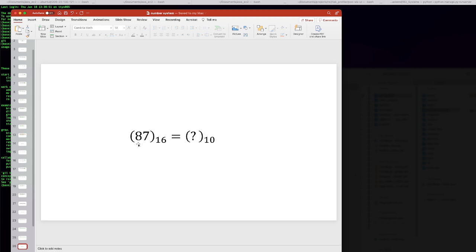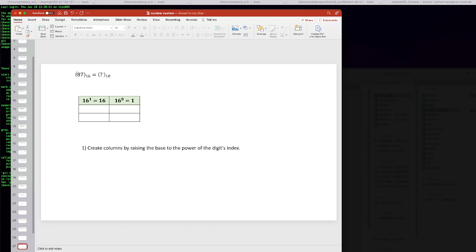Let's see another example. 87 in hexadecimal. What is its equivalent in the decimal system? We have 2 digits, so we have a table with 2 columns. Each column has the value base to the power of index. So 16 to the power of 0, 16 to the power of 1. The value of this column is 1, and the value for the second column is 16. And then we put these digits under each one of these exponents. So 7 comes under 16 to the power of 0, and 8 comes here.